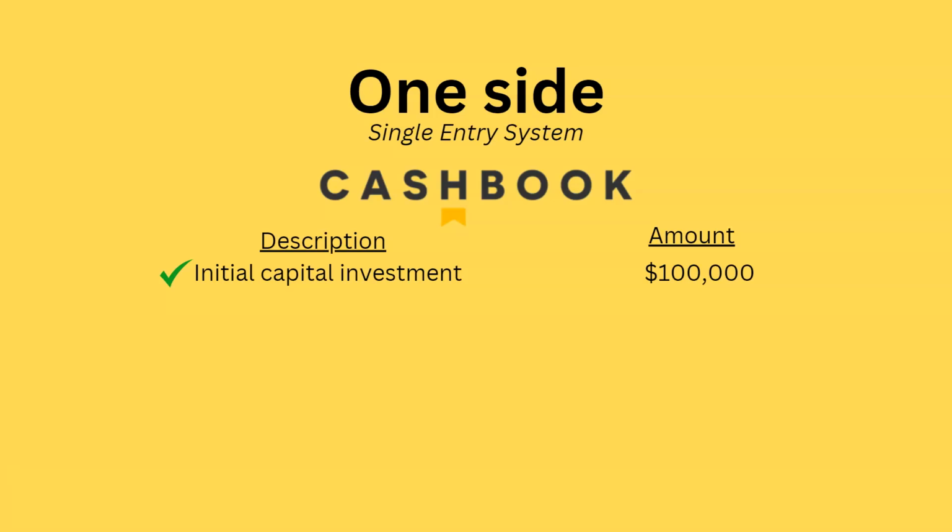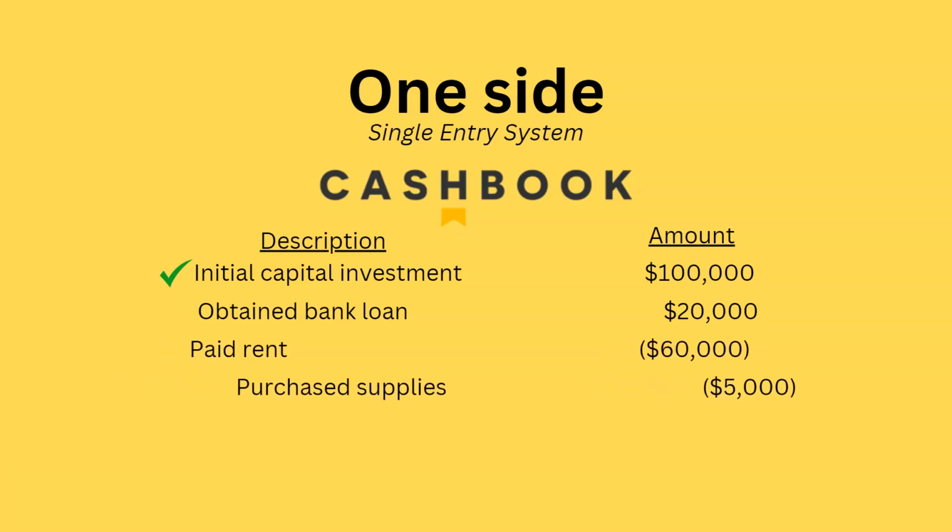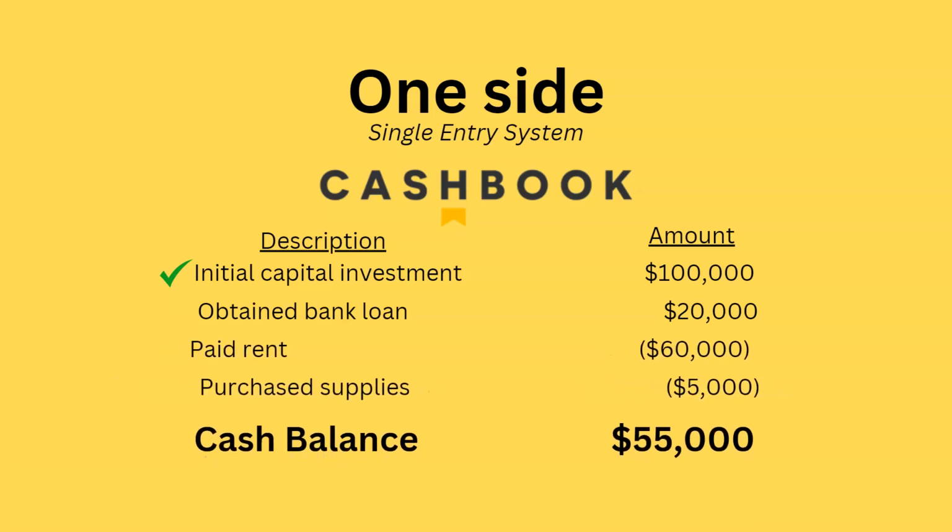So let's say we have another transaction after we have obtained capital from the owner. Second, we obtained a bank loan, 20,000. Then we pay the rent. Then we paid the purchase price. Then we count at the end of the day how much is the balance of cash left. So we have 55,000.